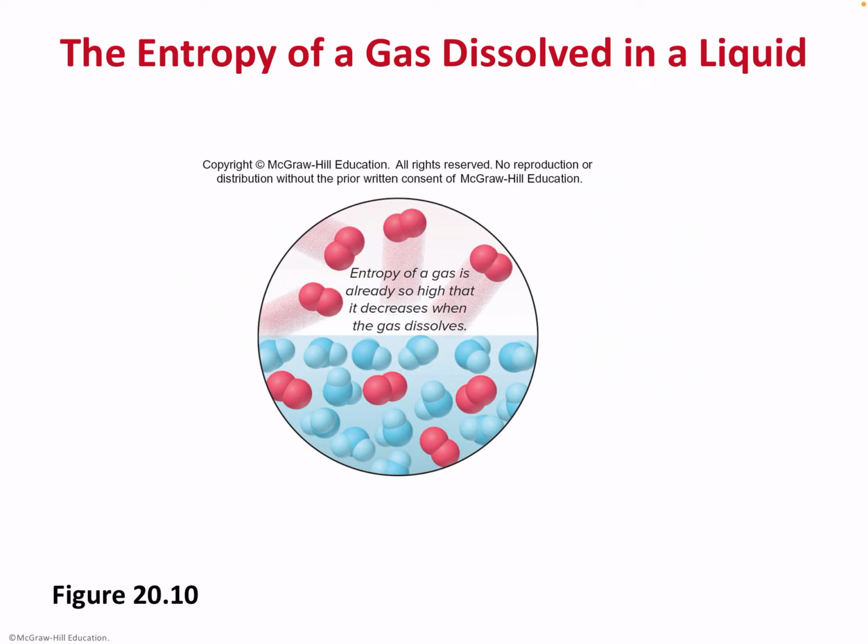Entropy of a gas dissolved in a liquid. Let's say these are gas particles. So gas can dissolve in water. What happened when it dissolved in water? Has the movement increased or decreased? It decreased. So what happened to the entropy of the gas particles? It decreased when it's soluble in water. Entropy of a gas is already so high that it decreases when the gas dissolves. Okay.